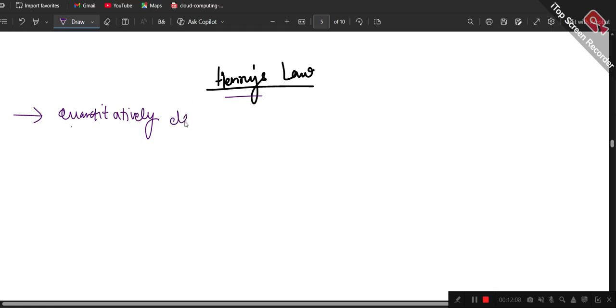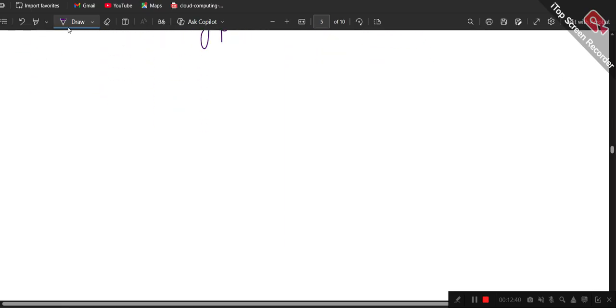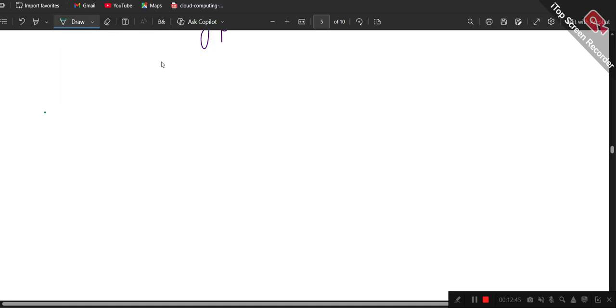He quantitatively described what? He described the relation between the solubility of a gas in a solvent. On what basis? On the basis of pressure. This is the whole story which I've written here, and I'm going to make it crystal clear to you in just a second. So listen very carefully.